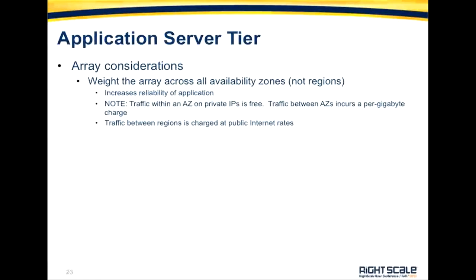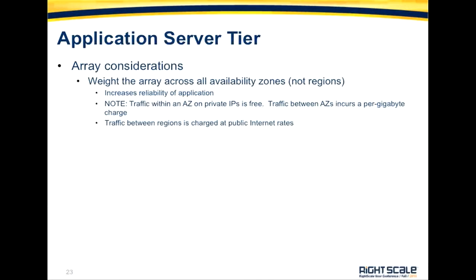Two notes here. Currently, traffic within an availability zone at AWS is free on the private IPs. On the 10. network, you can talk to each other all you want for free, okay? If you traverse to the public IP, you have to pay their public IP rates. But traffic between availability zones incurs a per gigabyte charge. It's nominal. It's currently like a penny a gigabyte, but there is a charge there, okay? So that's something to keep in mind.